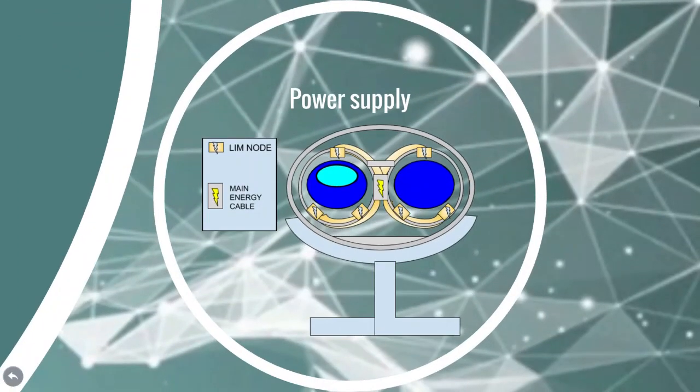The power is supplied by a centered energy cable connected to the LIMs. This energy can be passively connected by using solar panels placed on the above ground tubes.